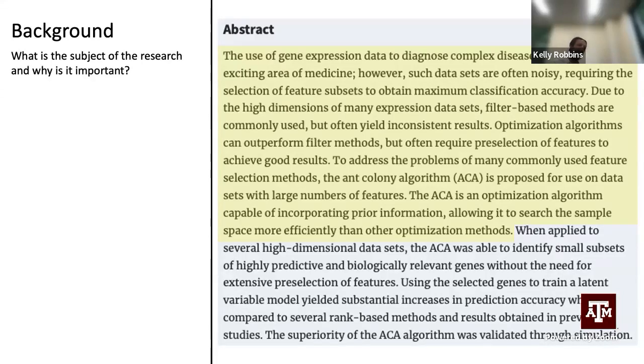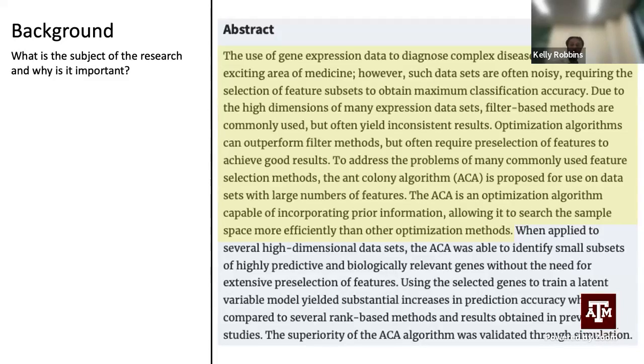To address the problem of many commonly used feature selection methods, the ant colony algorithm is proposed for use on data sets with large numbers of features. The ant colony algorithm is an optimization algorithm capable of incorporating prior information, allowing it to search the sample space more efficiently than other optimization methods.